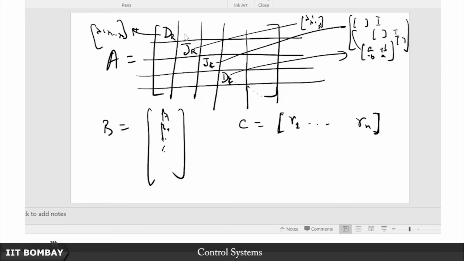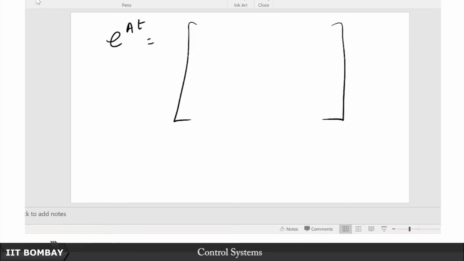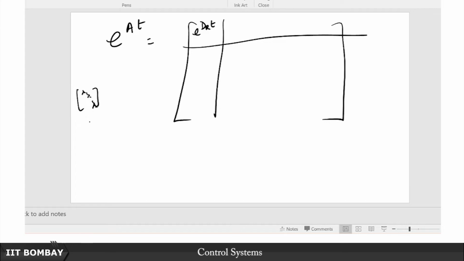This first block is just going to be those e to the lambda t's, so it is going to be e to the D R t. We know that if you have a diagonal matrix lambda 1, lambda 2 like this till lambda n, then e to the this t is going to be e to the lambda 1 t, dot dot dot, till e to the lambda n t. So that is what I mean by this.